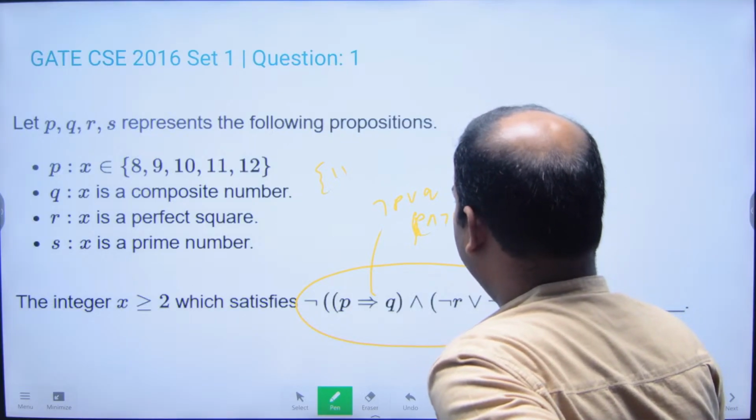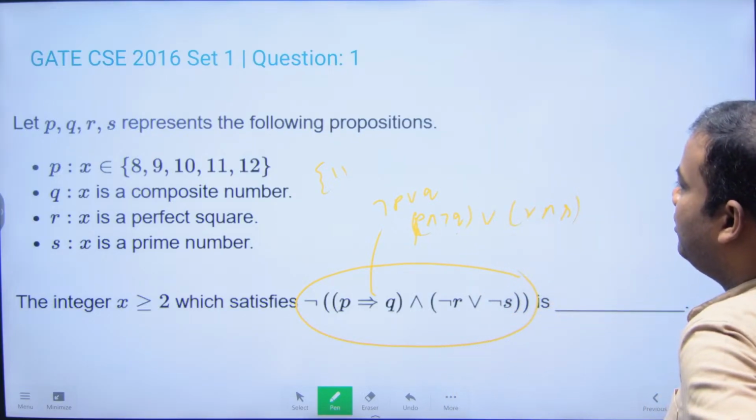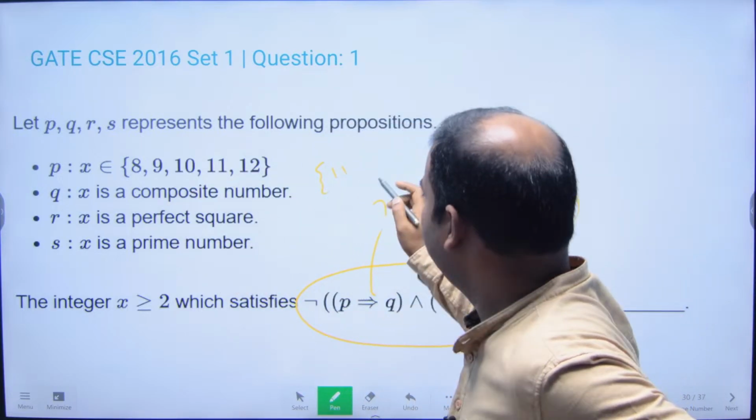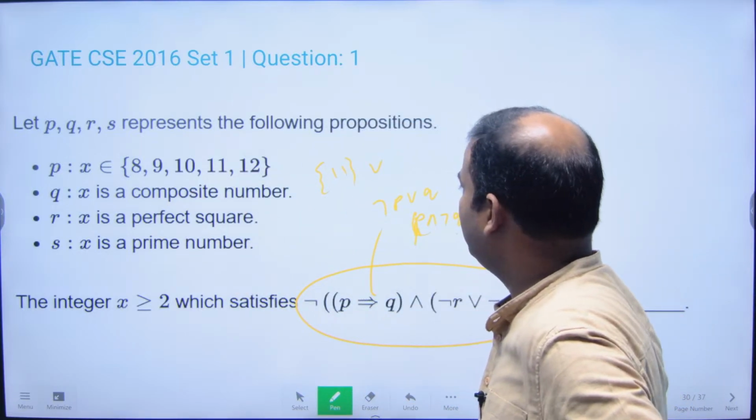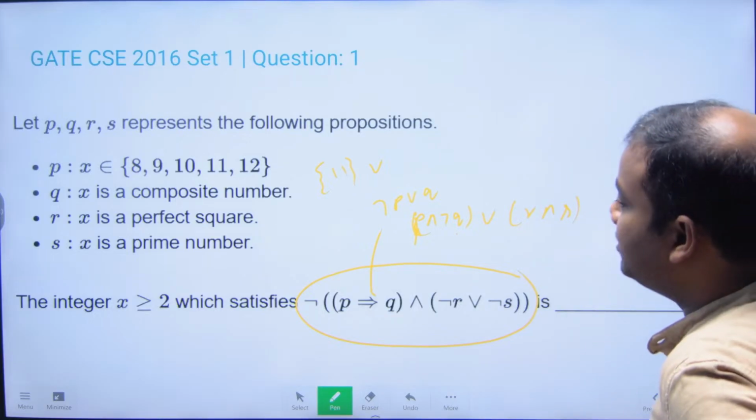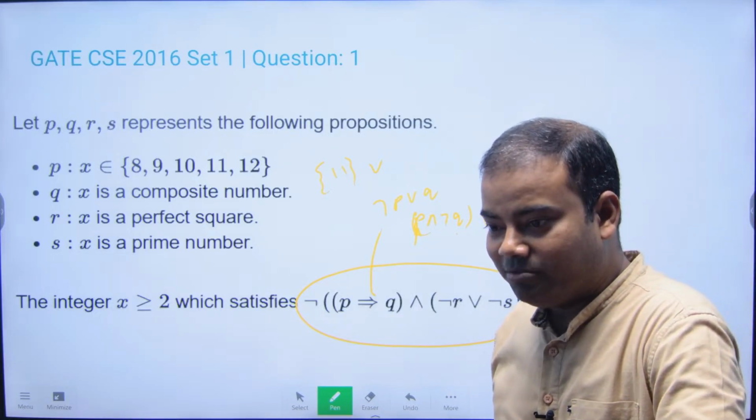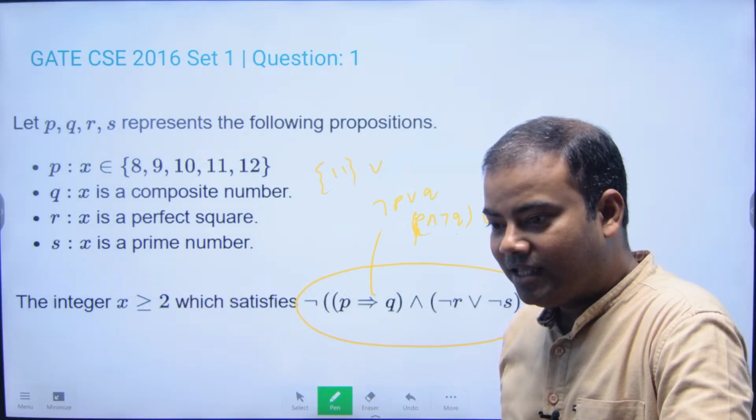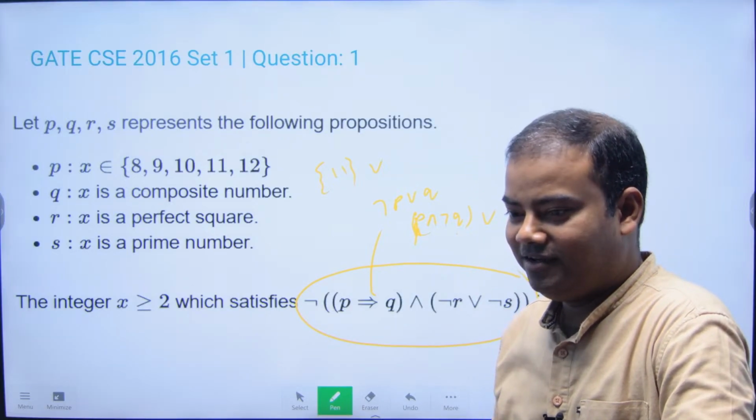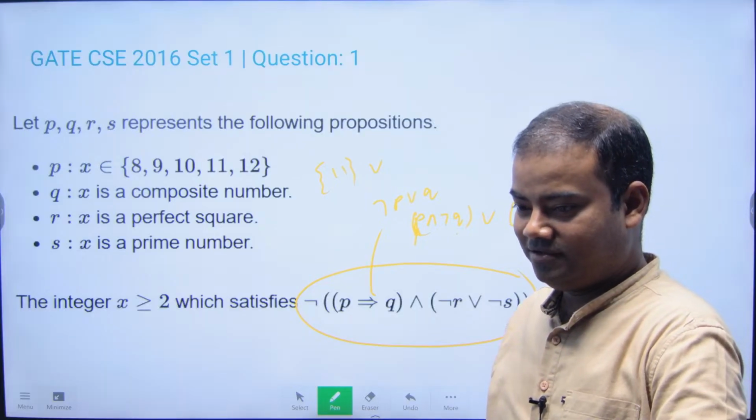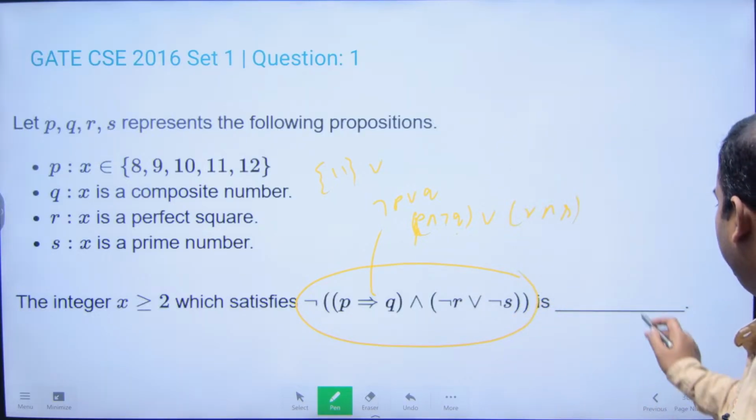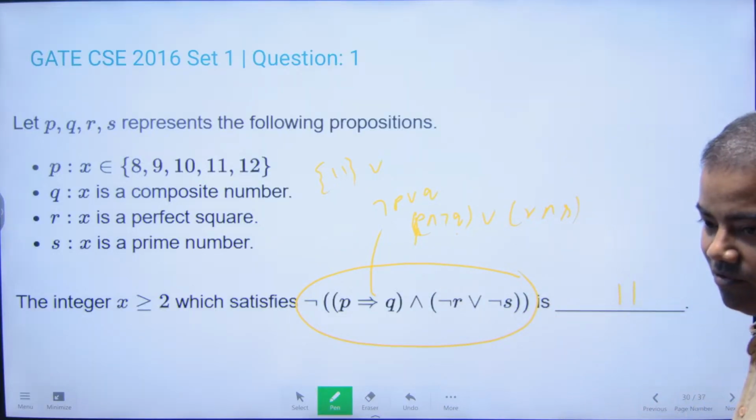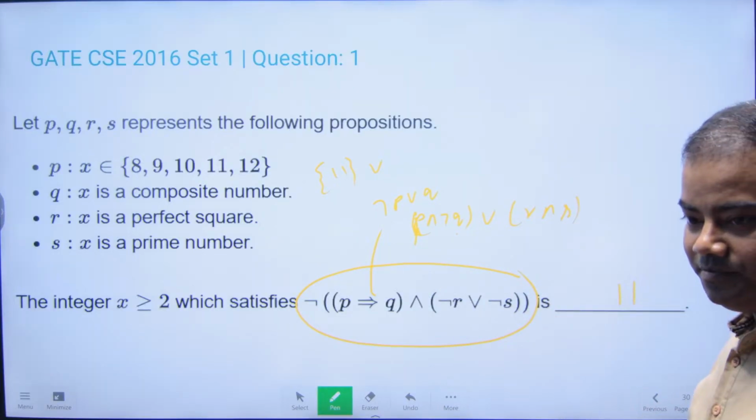X is a composite number, so it must not be a composite number. So all numbers are composite only, so only 11. And perfect square and prime number. So what are the perfect square and prime number? Is it possible? Like 1, 4. If it is a prime number, definitely it is not a square. So it will be 0. Yes, it will be 11. Yes, that is 0, but it is with OR, so is it clear?